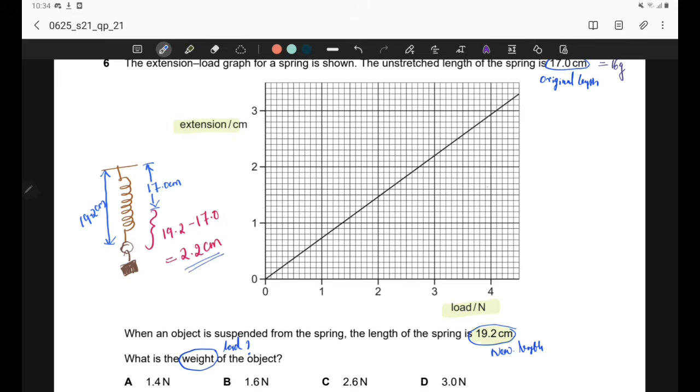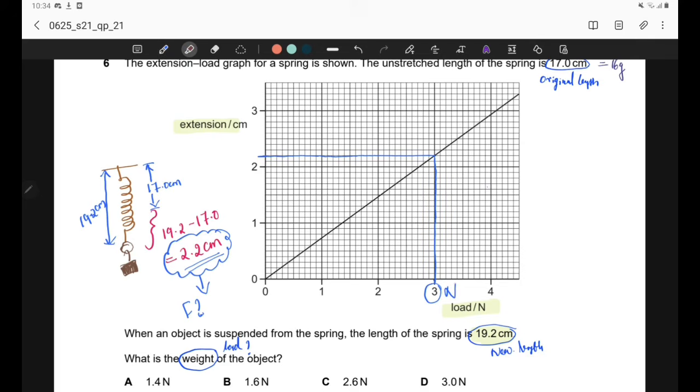So this is the extension of the spring. So now we can use the graph. We can check for an extension of 2.2 what will be the value of the corresponding force or load. So let's check the graph where 2.2 is this point, and the corresponding value on the x-axis, the load value, we can see, and that is 3 Newton.